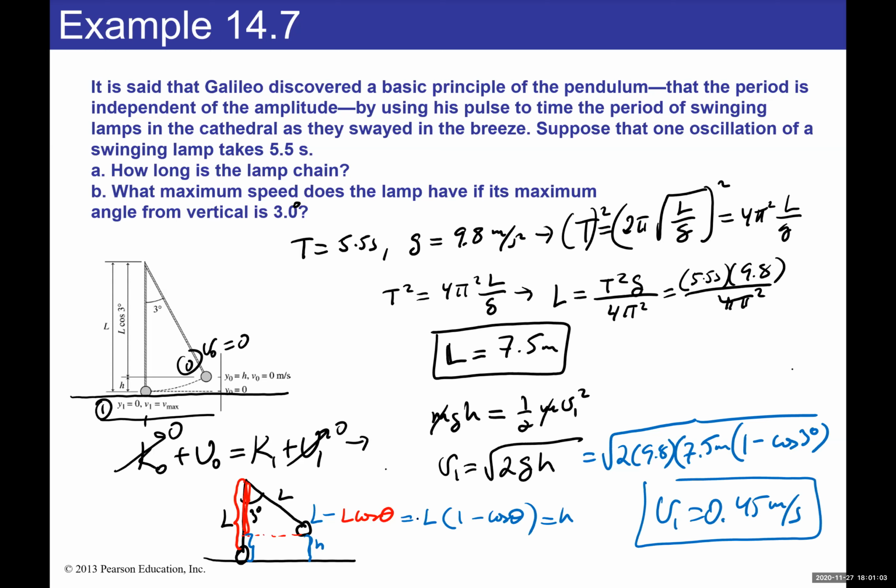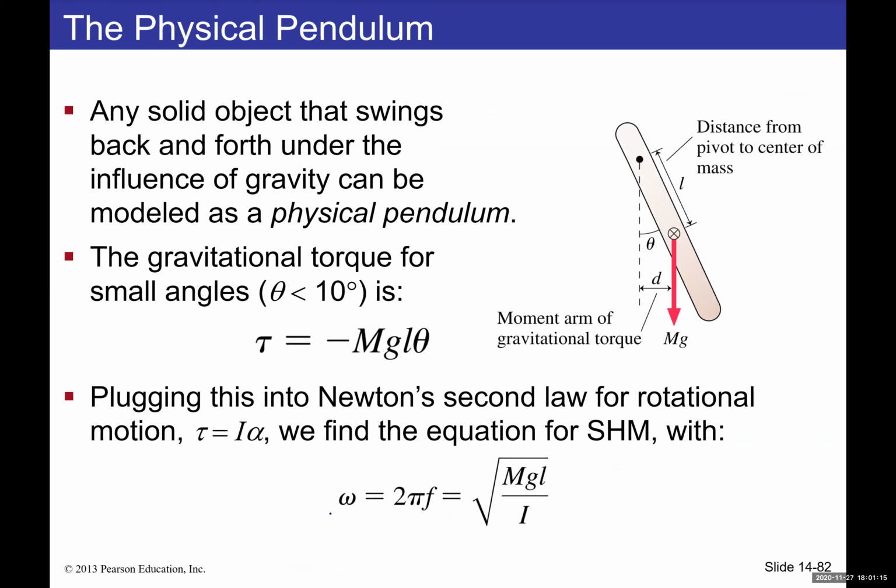Again, we are using this where h equals L minus L cosine theta, or factor out L, and that's basically for our height. All right, so we also have what we call a physical pendulum. The physical pendulum is basically a solid, rigid object. So any solid object that swings back and forth under the influence of gravity can be modeled as a physical pendulum.